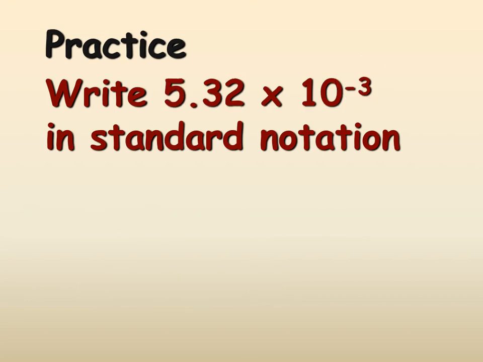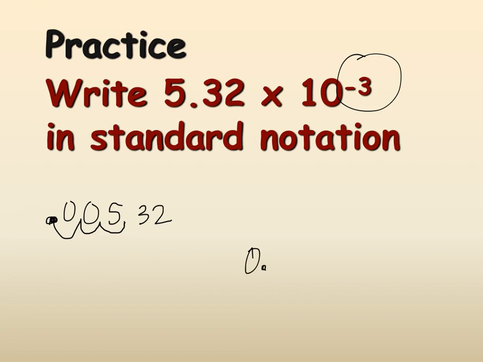And one with a negative. Again, we write out the number, 5.32, and then since it's a negative exponent, we want to make sure that our answer is less than 1. So this time we move the decimal to the left, so 1, 2, 3, and we fill in zeros, so this is 0.00532.